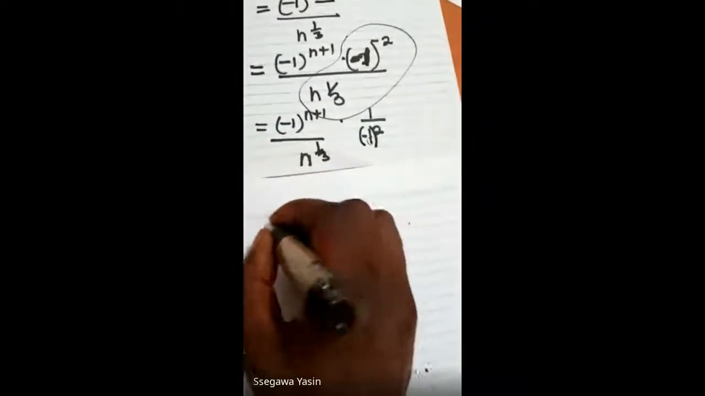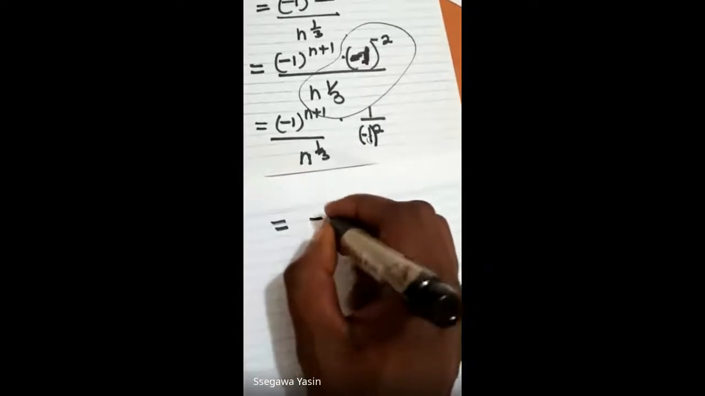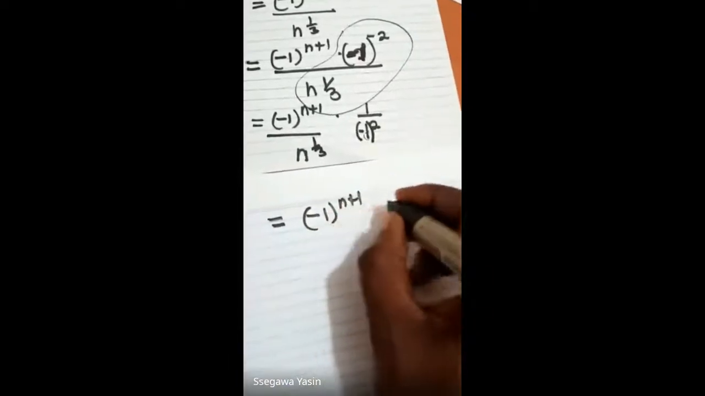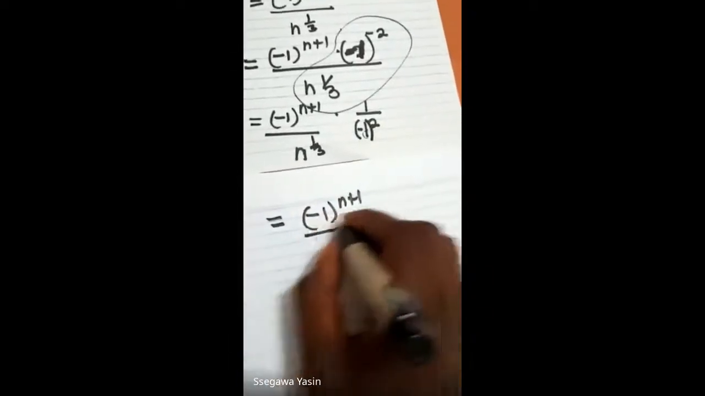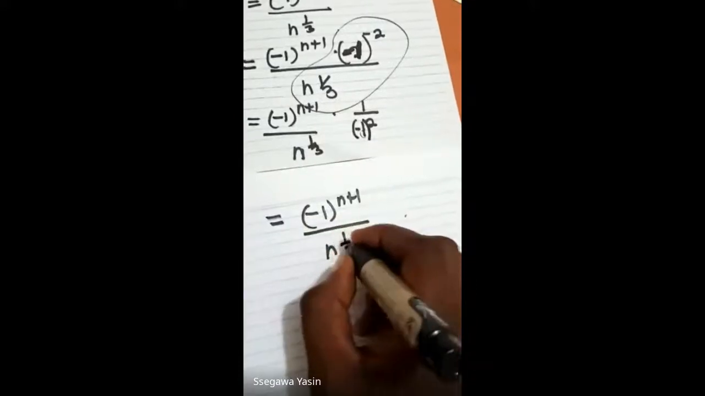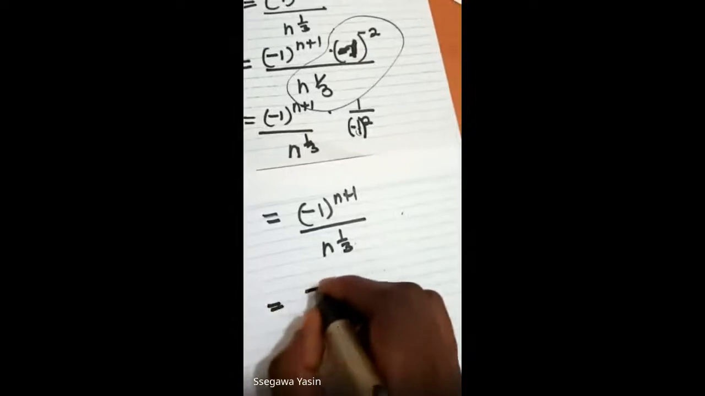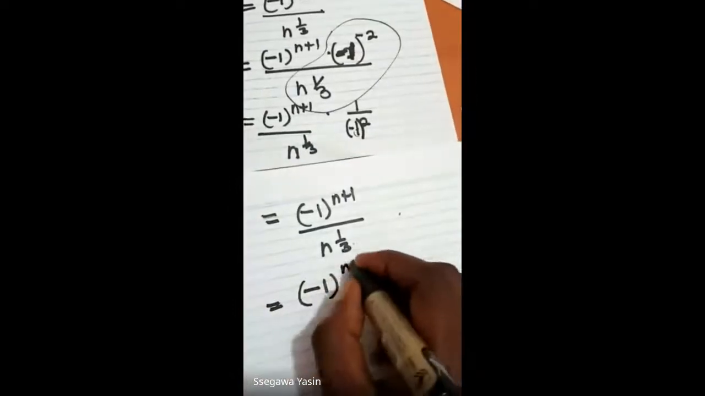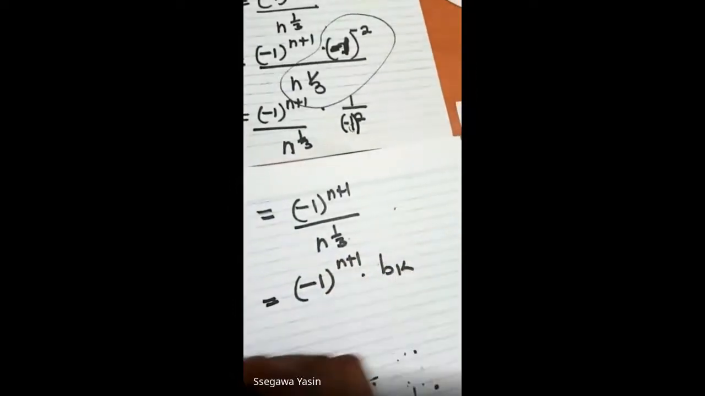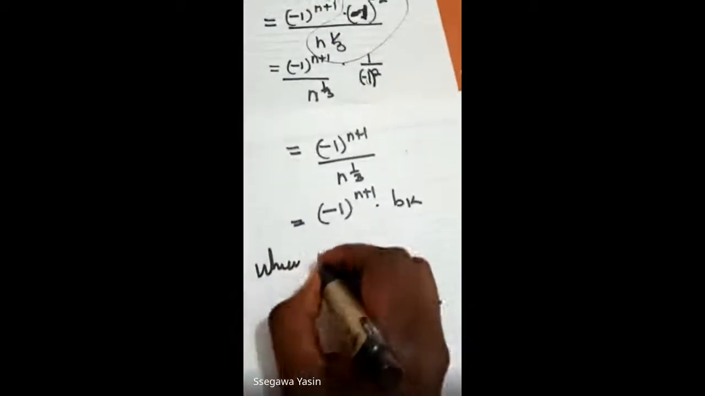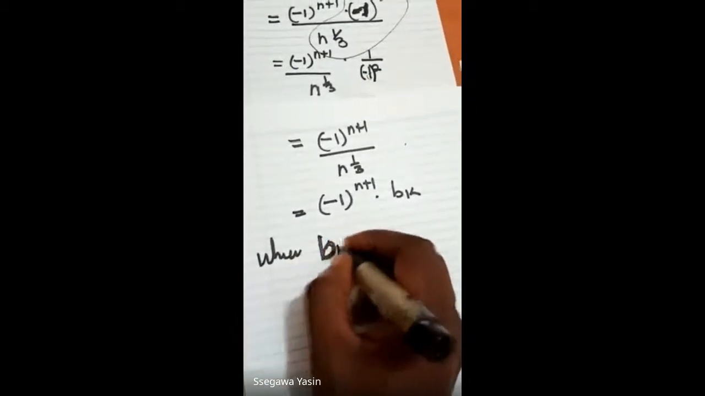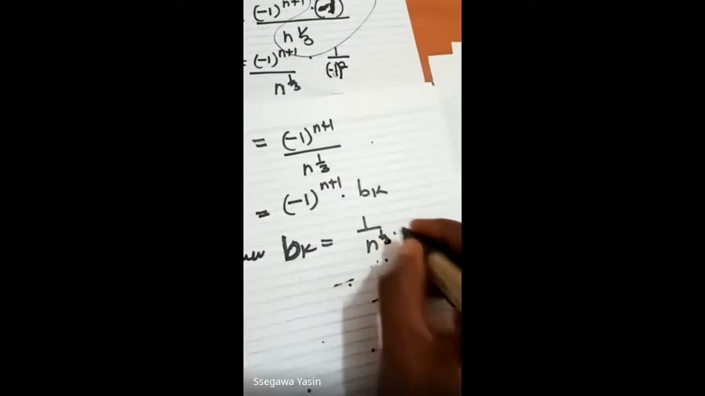I'm going to have something equals to, this is (-1) to the power n plus 1, then all over n to the power a third. Now remember, this is the same as writing (-1)^(k+1) times b_k, where my b_k equals to... Sir, 1 please, over n. Let me see the upper page.